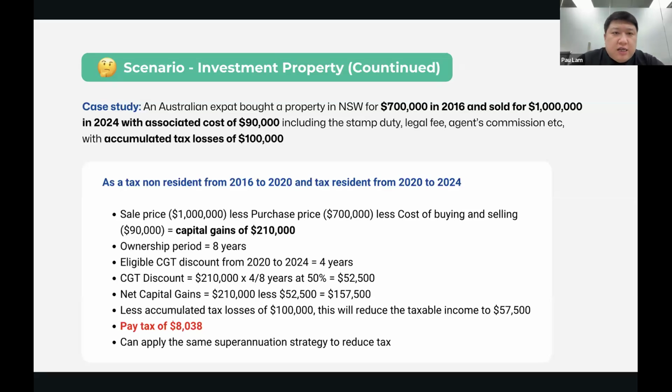I've heard people say, "Oh, can I use a market value approach to look at the day when my residency switched?" Unfortunately, no. ATO does not accept that valuation as a method. In this scenario, they only accept a pro rata apportioning method to do the calculations.